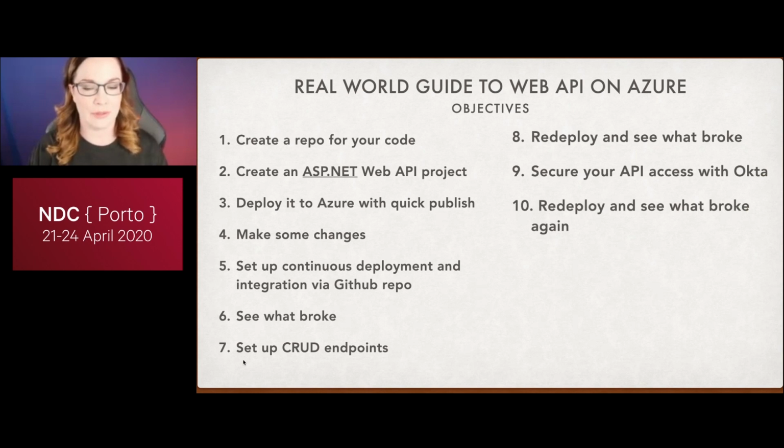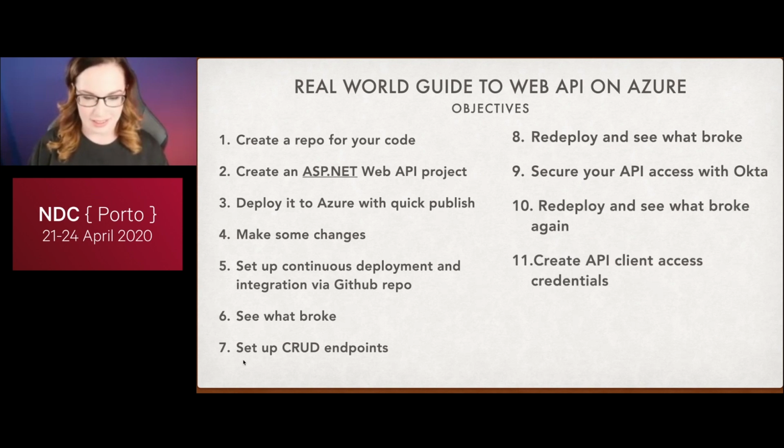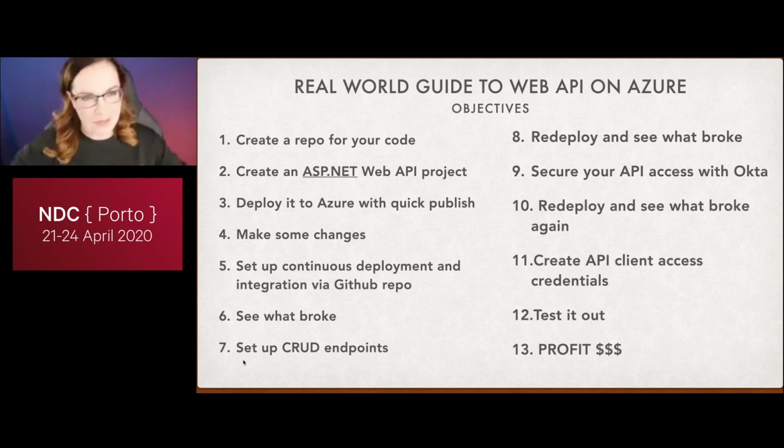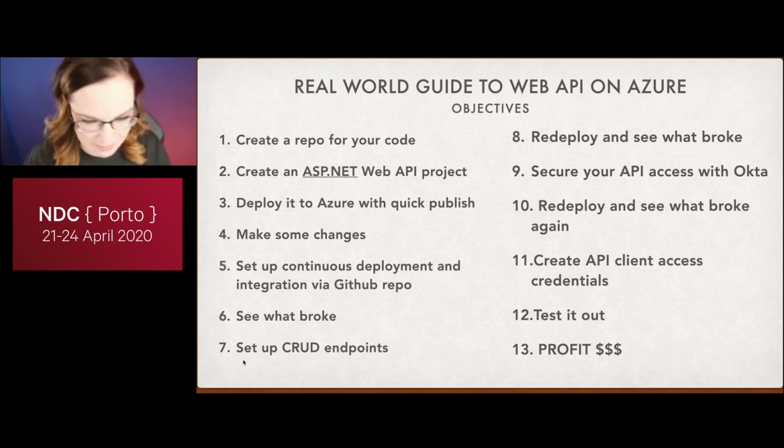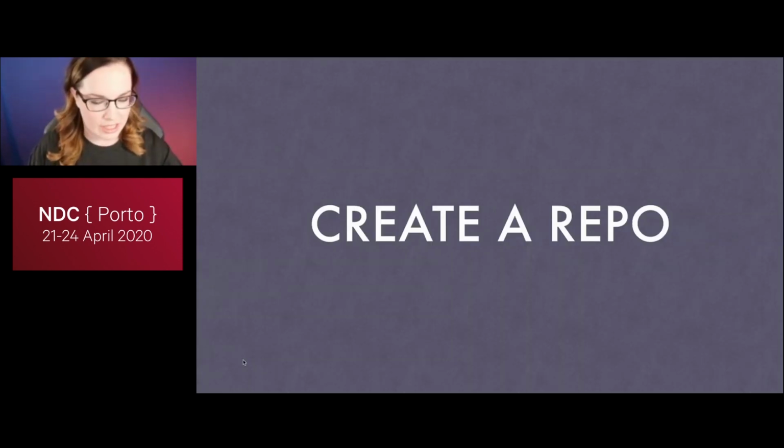Then we're going to redeploy it and see what broke again, because this is what you should be doing. You should not code for 2 days and then deploy it and wonder why things are broken. It's much easier to do this incrementally. And then we're going to create an API client access credential set to use in Postman. And I'm going to test it out in Postman that way. And then we're going to profit. So from 3 to 13 steps, just a little bit more rapid. All right, first we're going to create a repo.